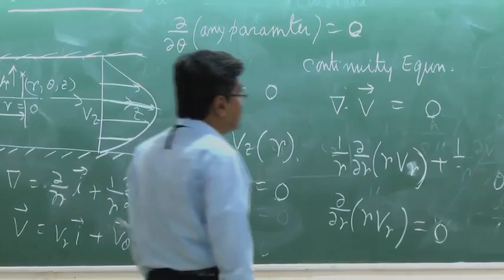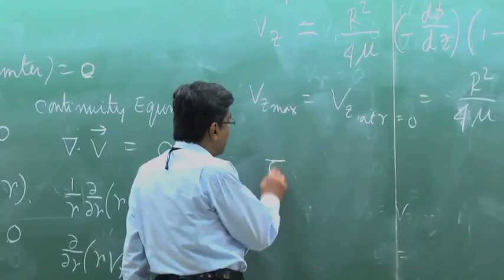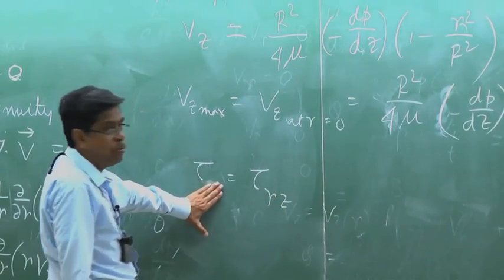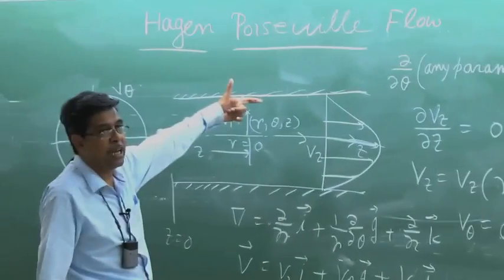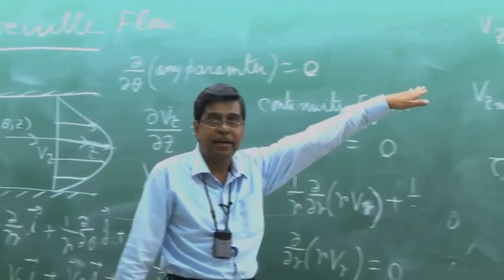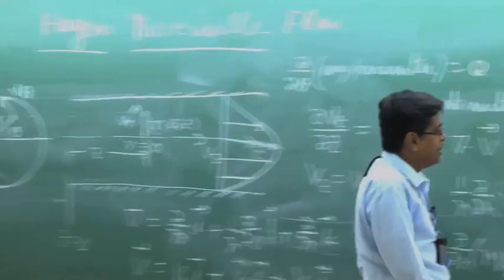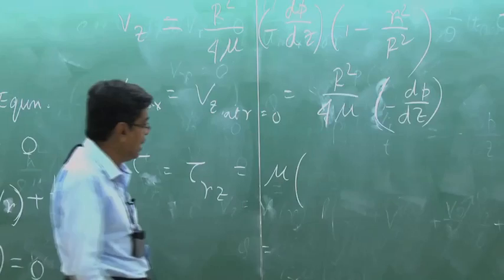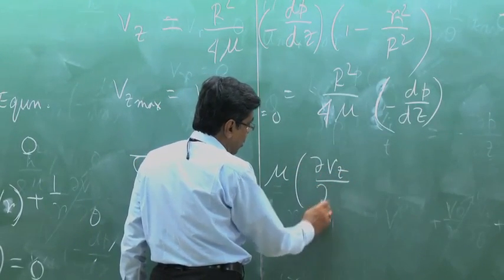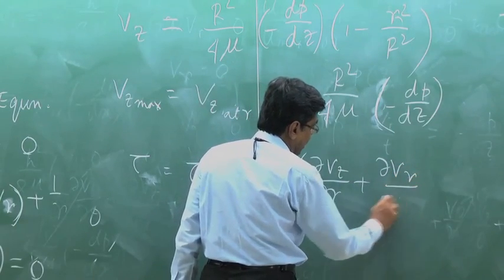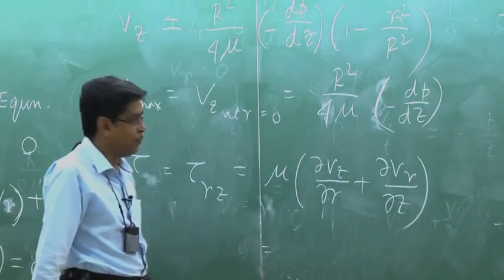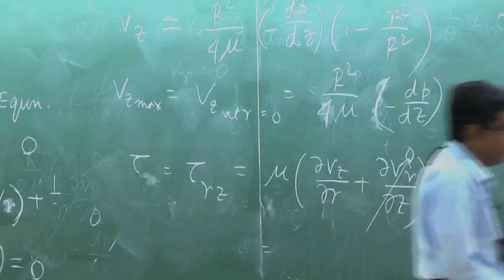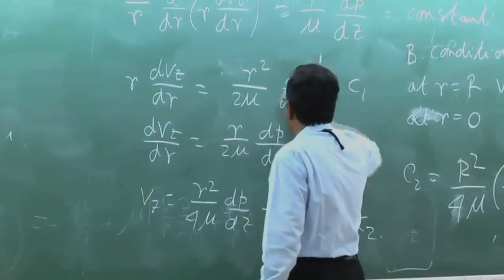Next task is what? Next task is tau w, which is tau rz. First of all, let us write tau. That means shear stress in the direction of flow, which is in the rz plane. At any plane parallel to the flow, that is rz plane, which can be written as mu into the corresponding rate of angular or shear strain, that is del Vz/del r plus del Vr/del z. This has been taught in your basic fluid mechanics class. Since in this case Vr is not there and Vz is a function of r, therefore tau is mu dVz/dr.